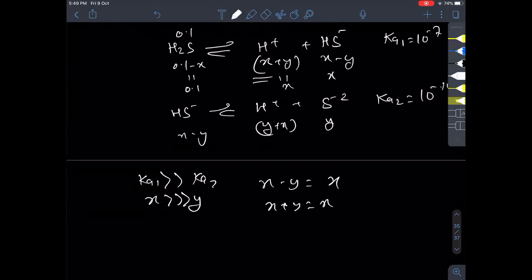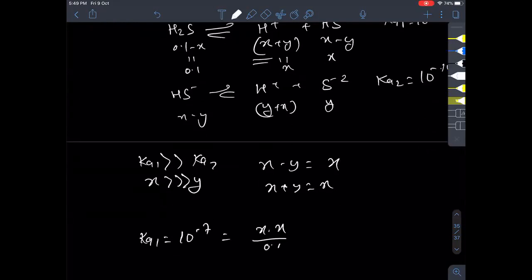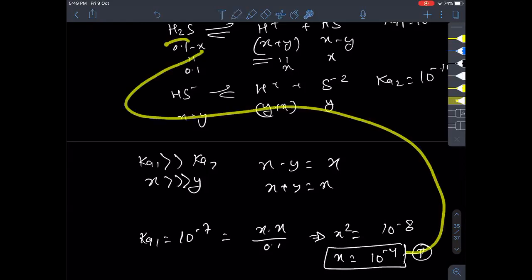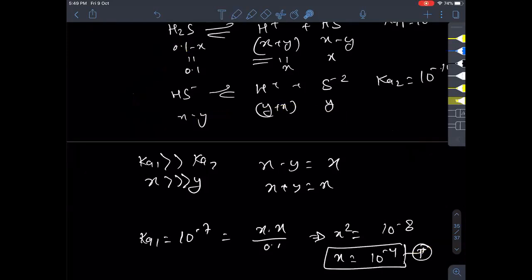Now let us calculate by the first, that is Ka1 is equal to 10 to the power minus 7, and that is equal to x into x divided by 0.1. From here, we figured out x square is equal to 10 to the power minus 8. So x is equal to 10 to the power minus 4. Now you check whether your assumption is correct. So look at this, x is far less than 0.1. So that's why 0.1 minus this value will be approximately 0.1.